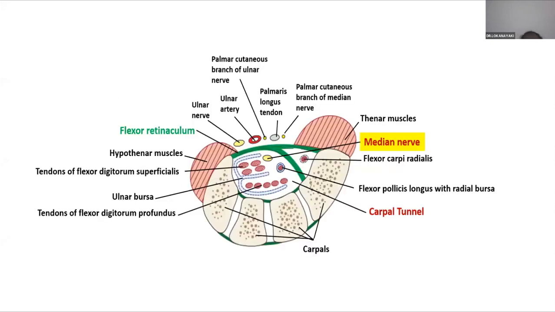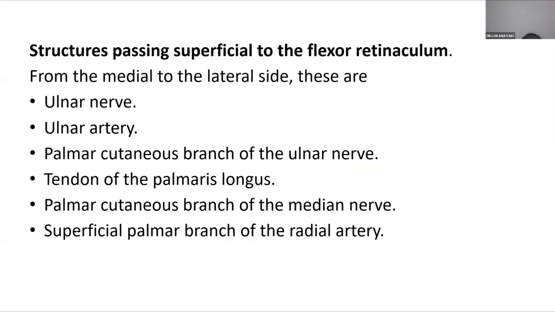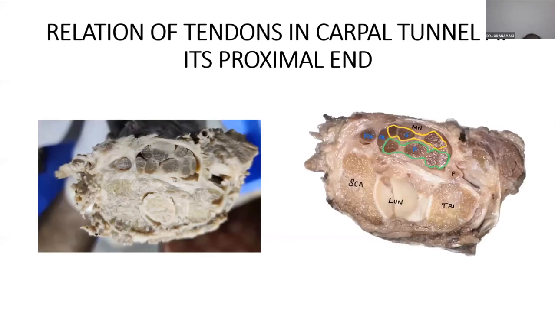This is the cut section of the wrist over the carpal tunnel. The structures passing superficially are the ulnar nerve and artery, the palmar cutaneous branch of the ulnar nerve, the tendon of palmaris longus, the palmar cutaneous branch of the median nerve, and the superficial palmar branch of the radial artery. These are the structures which pass superficially. We made this anatomical cut section of the wrist in our cadaver lab.